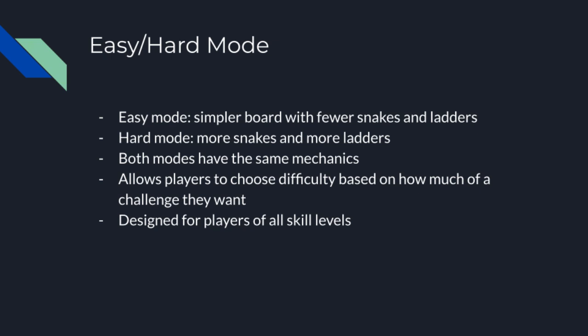Easy and hard mode. Players can choose between 2 difficulty levels, easy and hard. Easy mode features a simpler board layout with fewer snakes and ladders, while hard mode increases the number of both, creating a more complex challenge. Despite the difference in layout, both modes maintain the same core mechanics. This flexibility allows players to select a difficulty level based on how much of a challenge they want, making the game accessible and enjoyable for players of all skill levels.